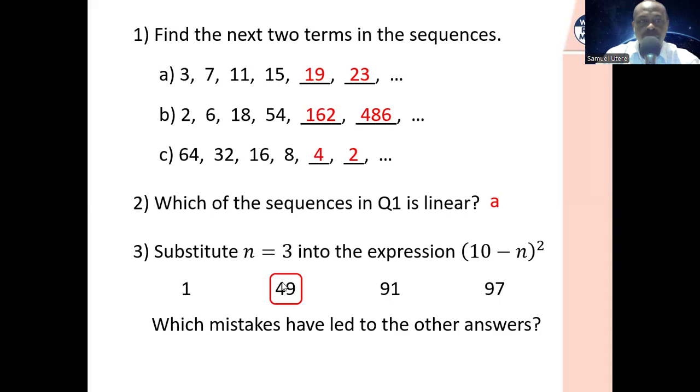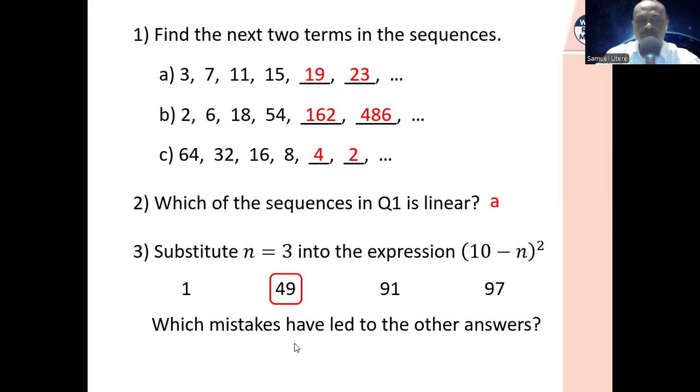And then here you were asked to substitute n equals 3 into the expression (10 minus n) to the power 2. Of course, you have to do 10 minus 3 first because the expression is in a bracket, before you square it. Your answer will be 49 because 10 minus 3 is 7, and 7 squared means 7 times 7. That will give you 49.